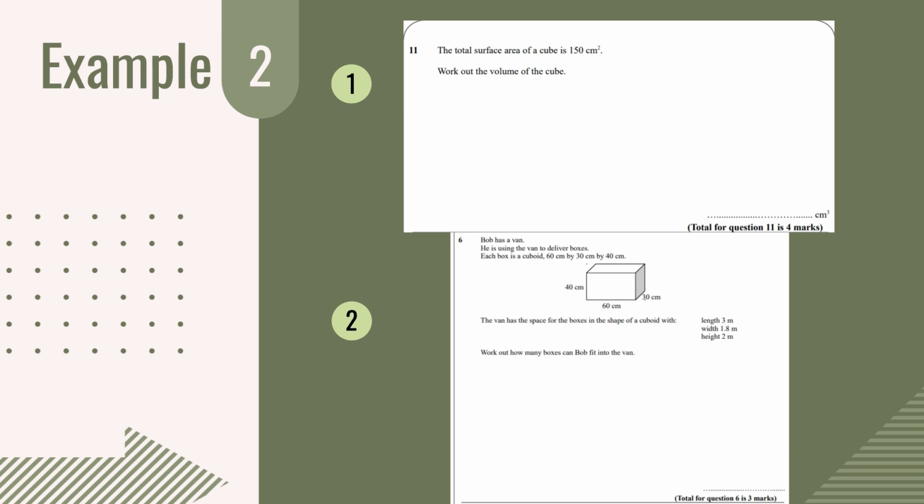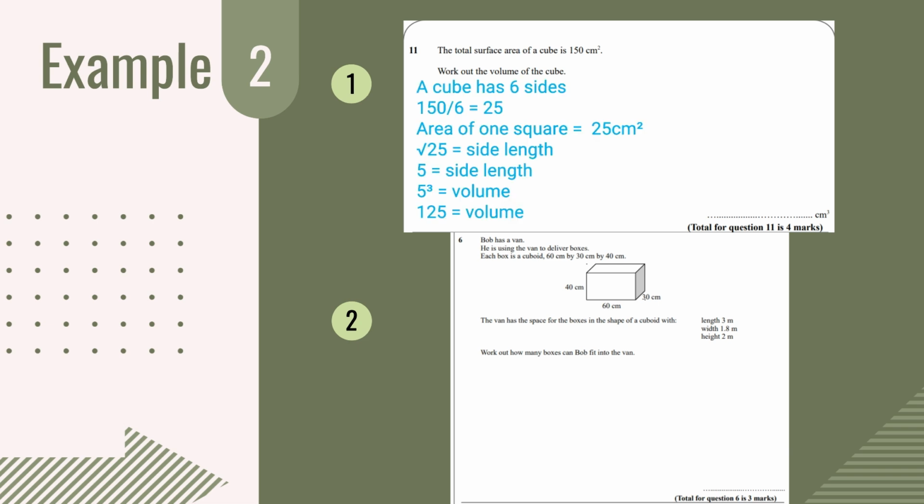And as a cube has 6 faces, it's that times 6. So first, we need to divide 150 by 6, which gives the answer of 25. So the area of one square equals 25 centimeters squared. So if we square root 25, it gives us the side length. 5 would equal our side length, as 5 times 5 equals 25. Then we cube 5 to get the volume, giving us a volume of our cube as 125 centimeters cubed.